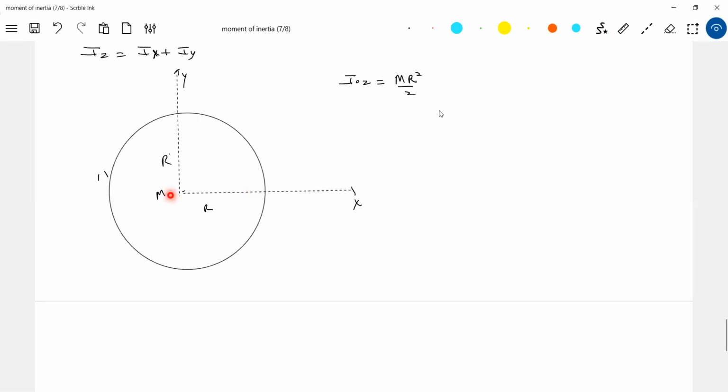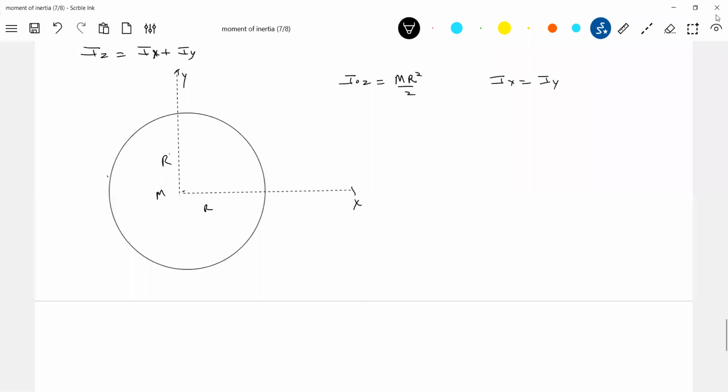Is the distribution of mass about the x-axis similar to that about the y-axis? From the symmetry of mass distribution, how the mass is distributed about the x-axis, in the similar way it is distributed about the y-axis. So from symmetry, Ix is equal to Iy.